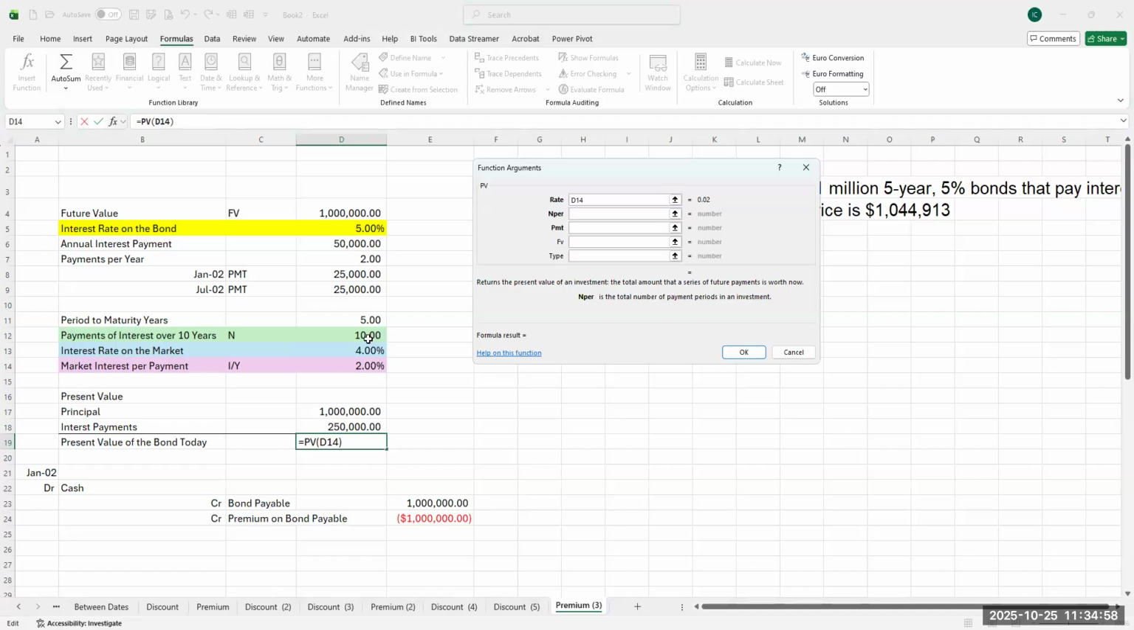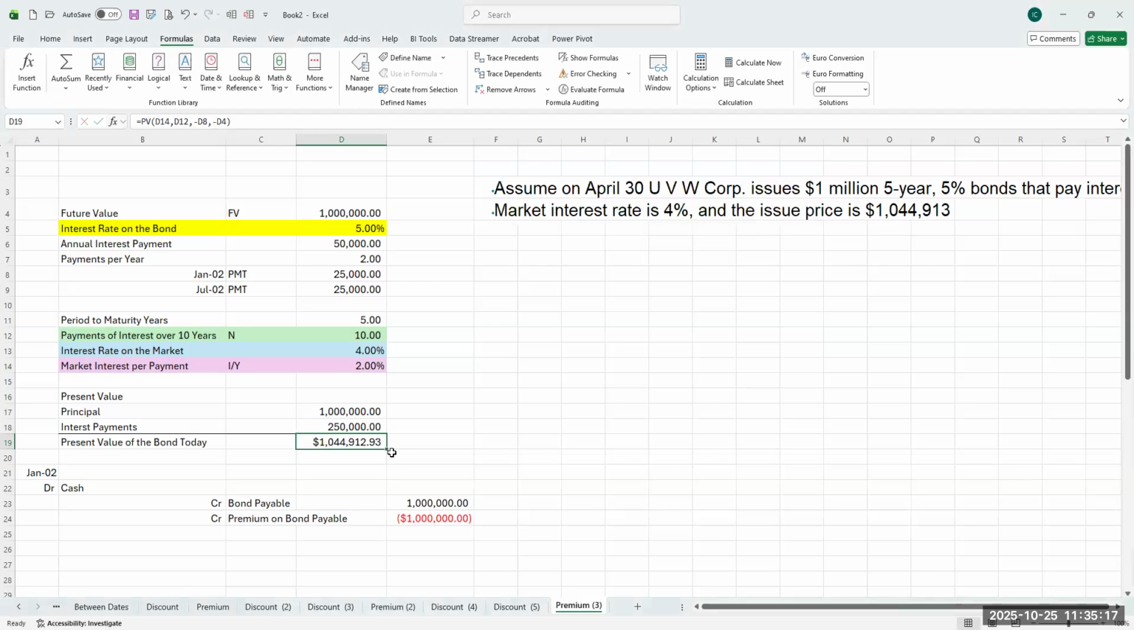Number of payments over the life of the bond is 10 for the interest. The payment amount is 25,000, and since this outflow is negative, the future value will be 1 million, also a negative outflow since we have to pay. Then we come up with the present value of the bonds today. As you can see, we're exactly matching the numbers they give us on the slides.